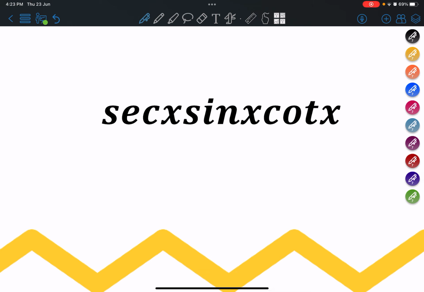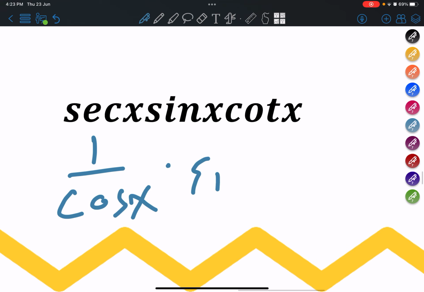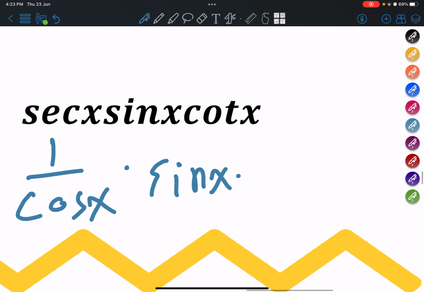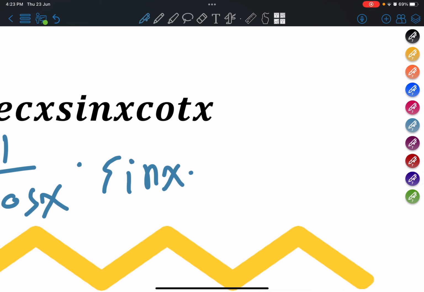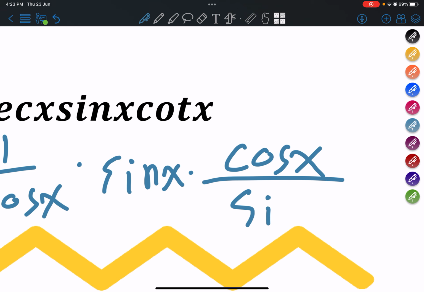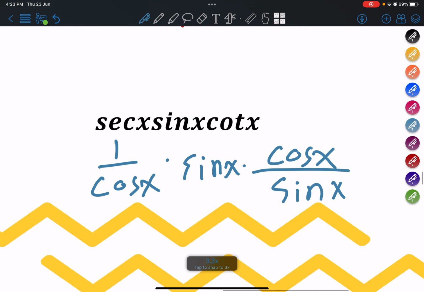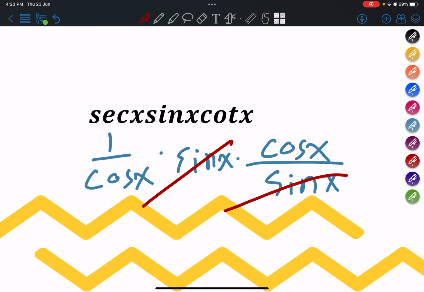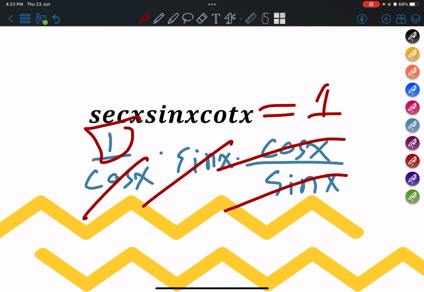Finally, sec, so let's write it as 1 over cosine x times sine x times cotan x, which we said is the opposite of tan. So cosine x over sine x, and this is going to equal to, okay, so sine and sine will go, cosine will go, leaving us with only 1, which means the answer of this question is 1.